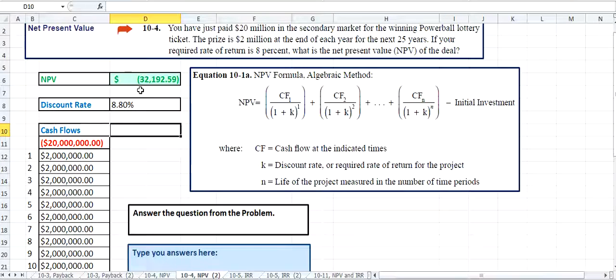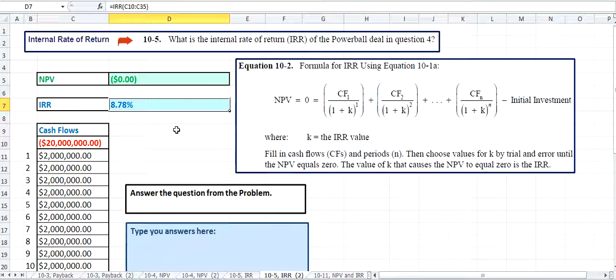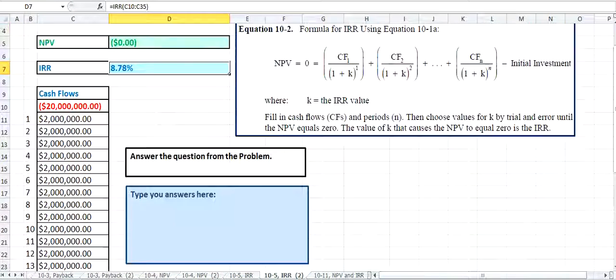So you can see that the internal rate of return tells us what discount rate we would have to have in order to get either a 0 or higher net present value. Okay, so that is problem 10.5, internal rate of return.